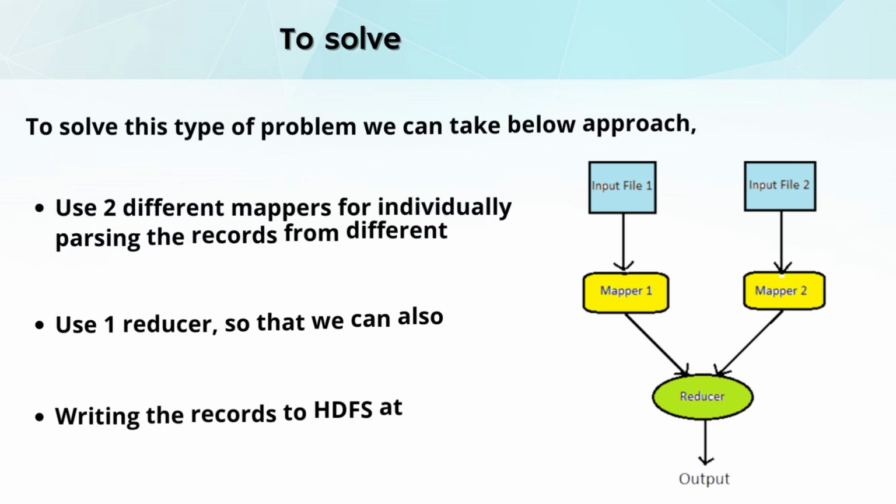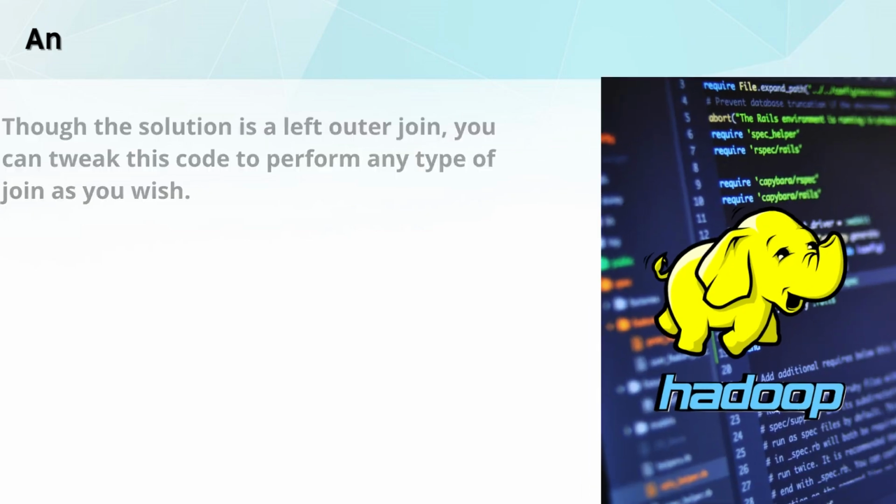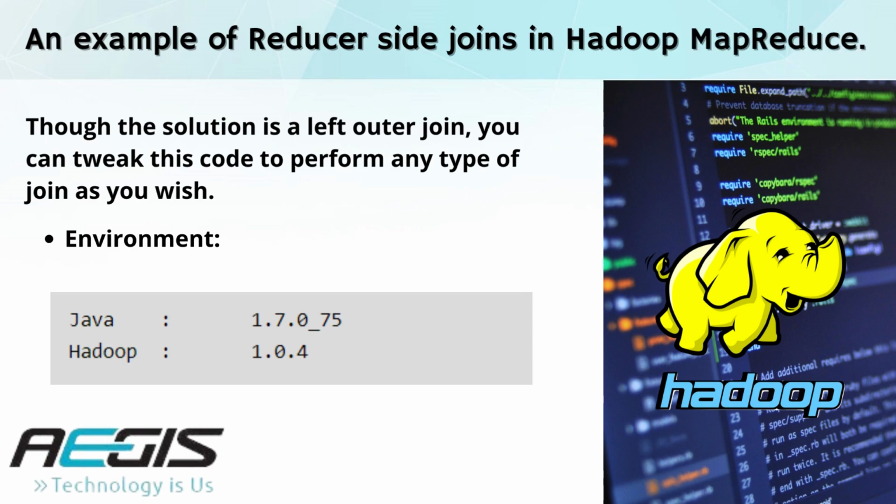To solve this type of problem, we can take the below approach: use two different mappers for individually parsing the records from different files with different formats. As you can see in the image, use one reducer so that we can also join the record values, writing the records to HDFS at the end of joining. Let's see an example of reducer side joins in Hadoop MapReduce. Though the solution is a left outer join, you can tweak the below code to perform any type of join as you wish.